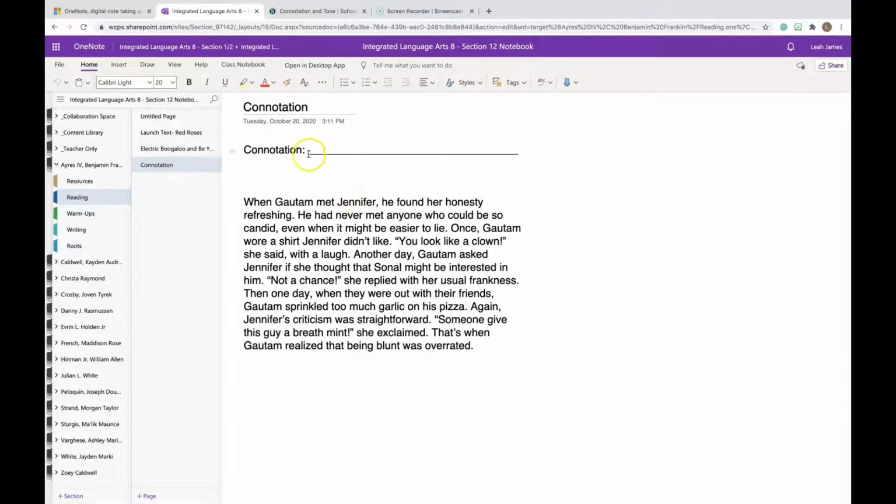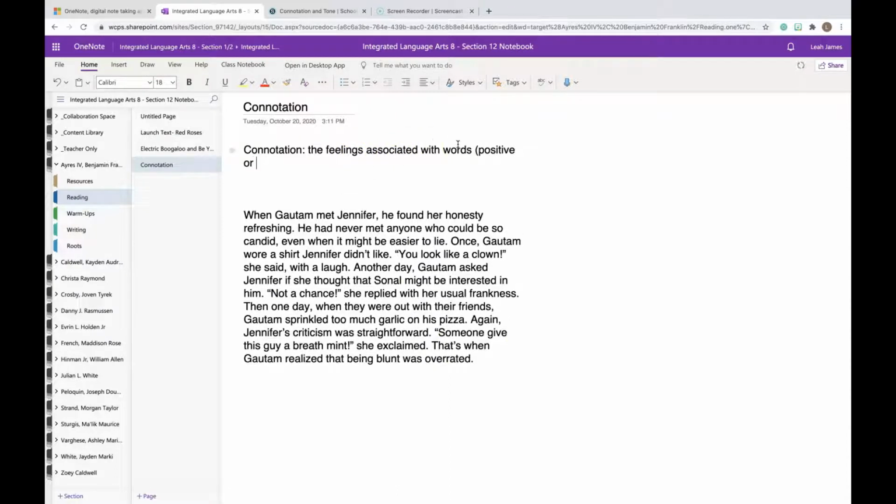So if you think back, connotation: the feelings that are associated with words. So go ahead and get that definition down for me. Remember, you can pause this video at any time. So if I read this paragraph, I want to find those words that have a strong connotation, whether it's positive or negative.